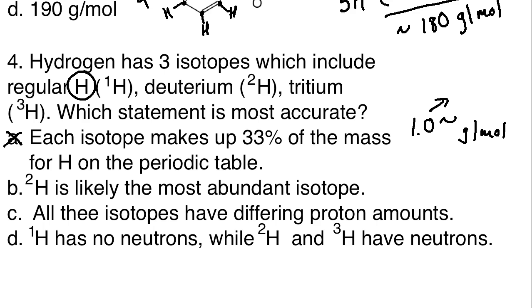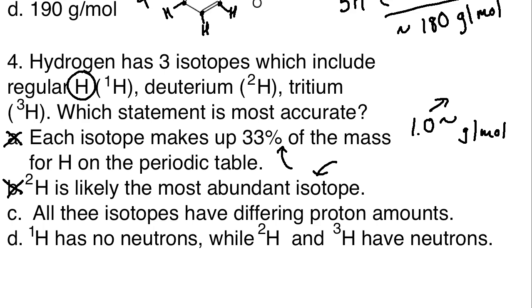So B is also out, because it's saying that deuterium is likely the most abundant isotope. So in A, we're saying all of them are equally likely. You've got a 33%, a 1/3 chance of finding any of them, right? And then here we're saying that the deuterium is the most abundant, meaning we would find deuterium more than the other two. Well, that's also not true. It's the H1 that's going to be the most abundant, right?